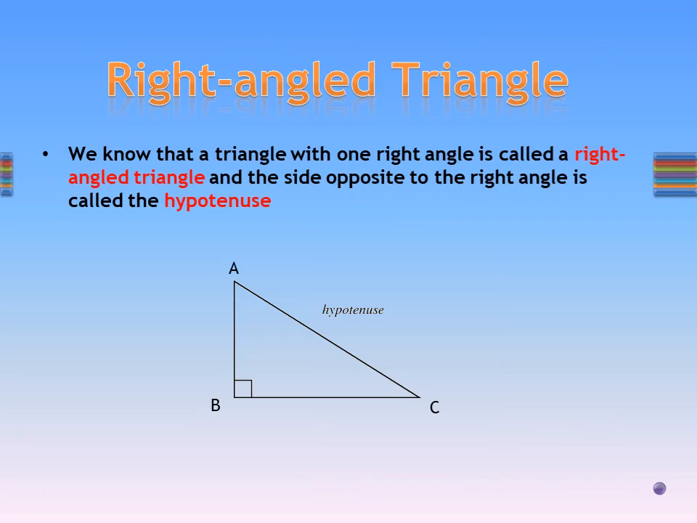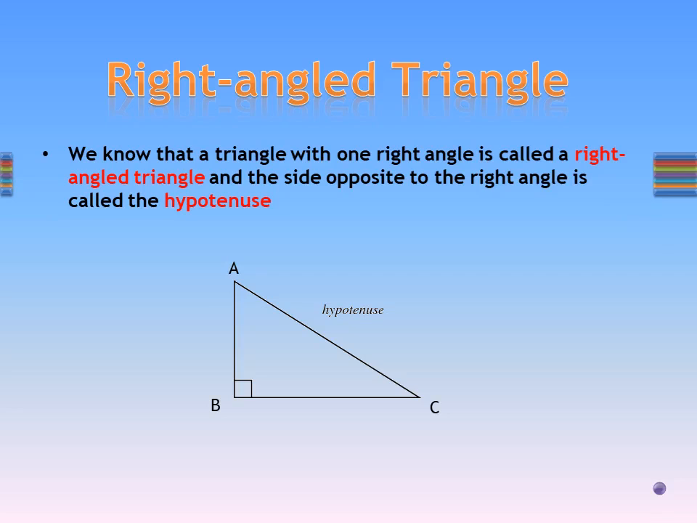Right angled triangle. Now let us see what is a right angled triangle. A triangle with one right angle is called a right angled triangle. That is, if one of the angles is 90 degrees, then that triangle is a right angled triangle. And the side opposite to the right angle is called the hypotenuse.